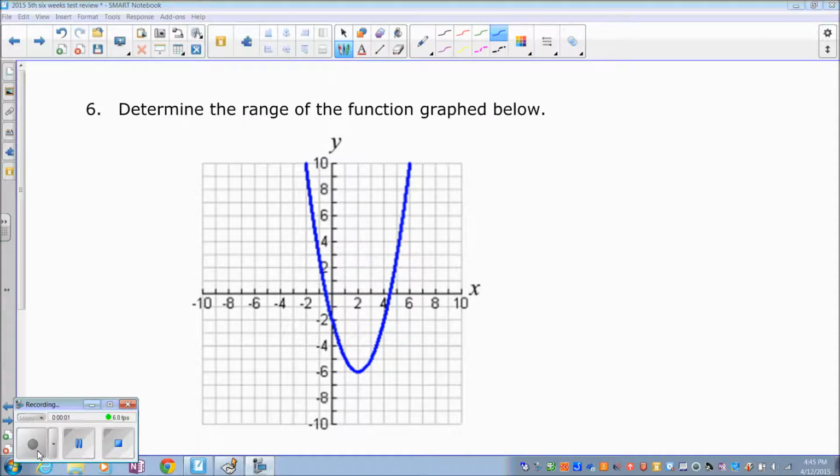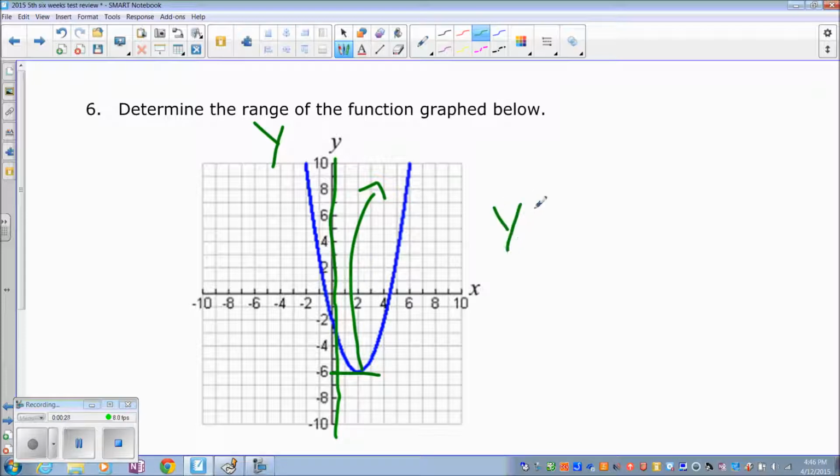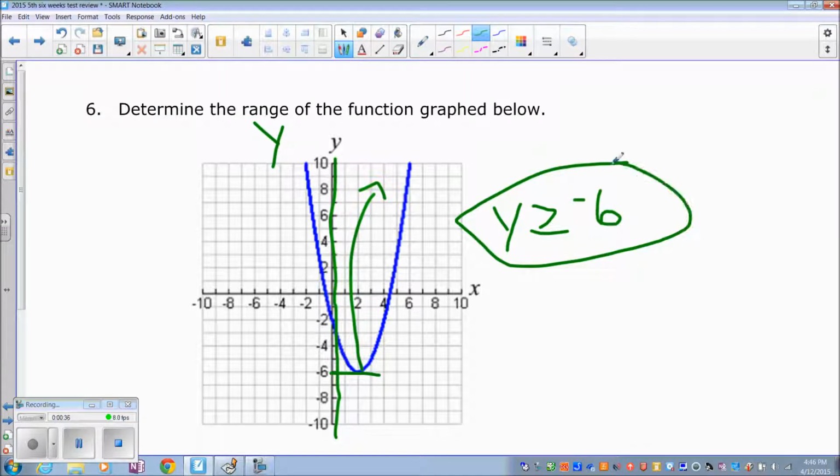Number 6, determine the range of the function graph below. So your first step is figuring out, well, what is the range? And the range is your y. So you're looking at the y-axis right here. You're trying to see how high or how low the parabola goes. And it looks like it bottoms out at negative 6. So y can be negative 6 and everything bigger. And the way you would write that is y is greater than or equal to negative 6. And that is how you write the range of this parabola.